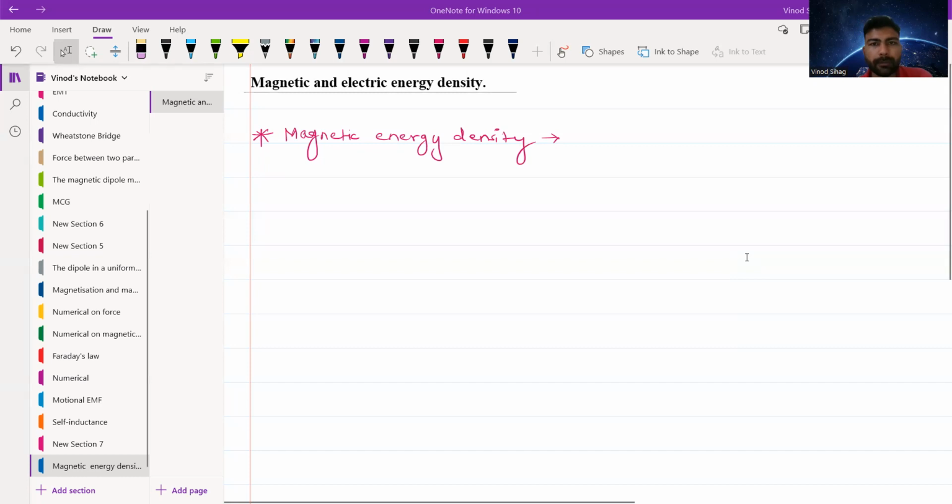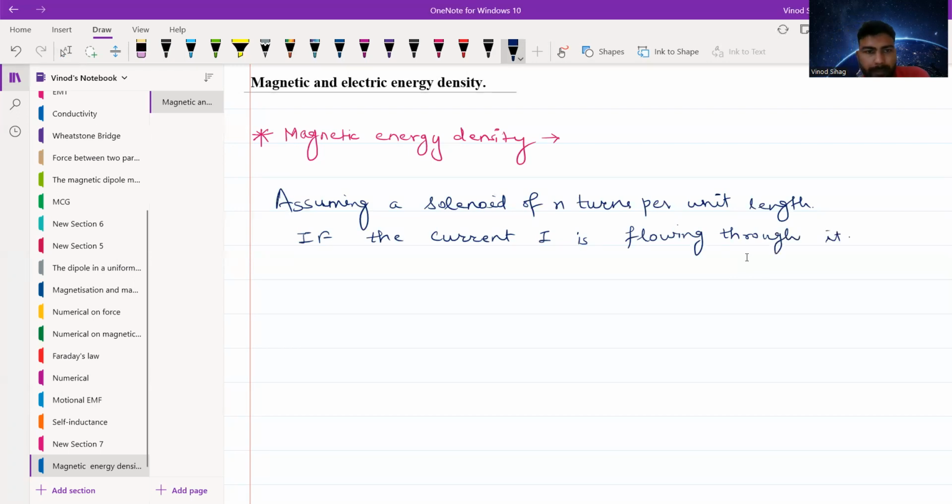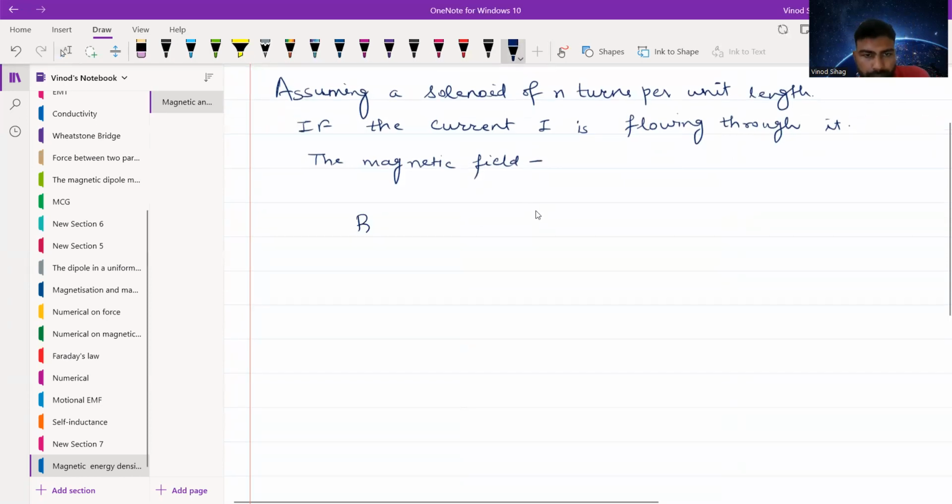Assuming a solenoid of n turns per unit length, if the current I is flowing through it, the magnetic field due to a solenoid is, as we all know, B equals mu naught times n into I. This will be the magnetic field.